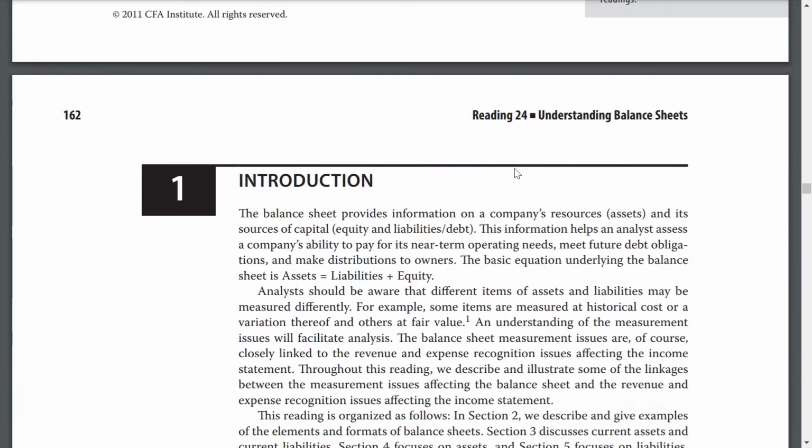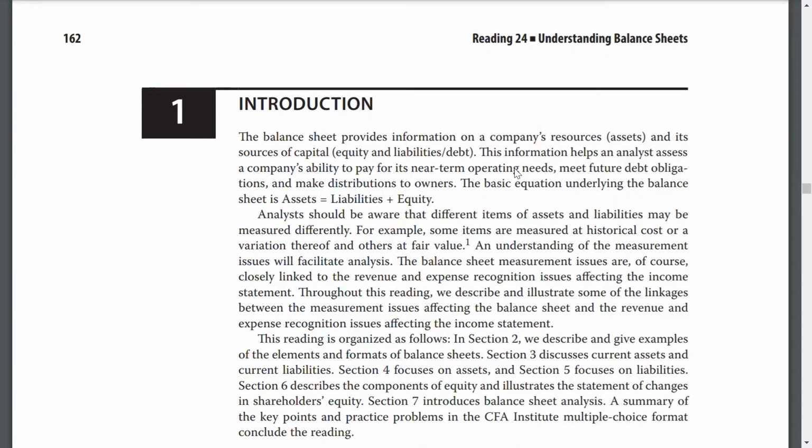Introduction. The balance sheet provides information on a company's resources, assets, and its sources of capital, equity and liability/debt. This information helps an analyst assess a company's ability to pay for its near-term operating needs, meet future debt obligations, and make distributions to owners. The basic equation underlying the balance sheet is assets equals liabilities plus equity.